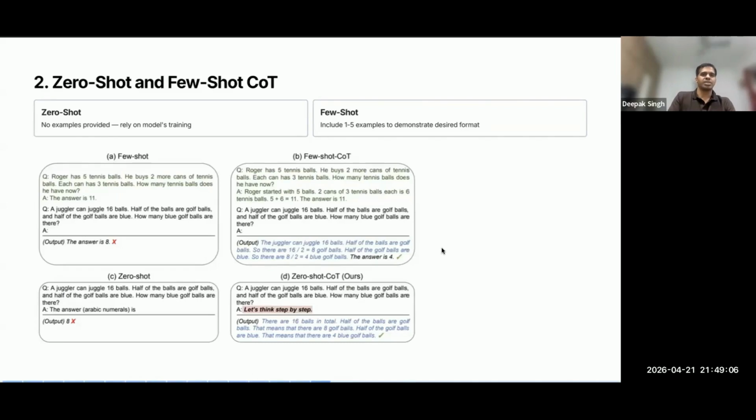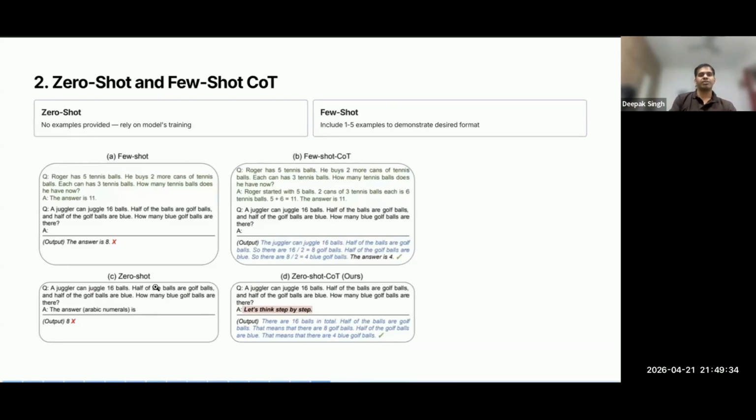Okay, so zero shot and few shot is one of my favorite techniques. And zero shot is basically you don't provide any example. For example, if I give a question, a juggler can juggle 16 balls, half of the balls are golf balls, and half of the golf balls are blue. How many golf balls are there? I have not given it any example on how to solve this problem. So it will give me an answer which is 8.